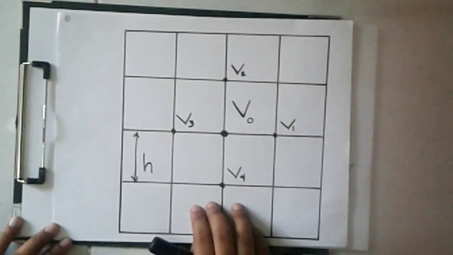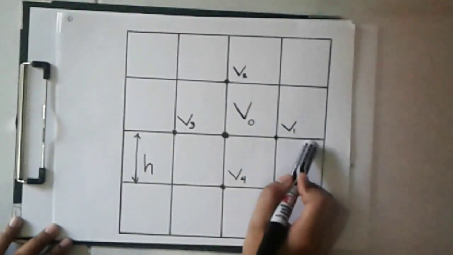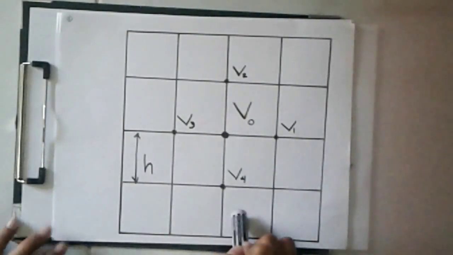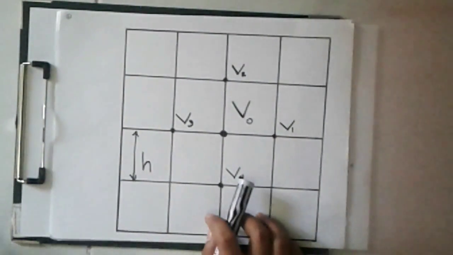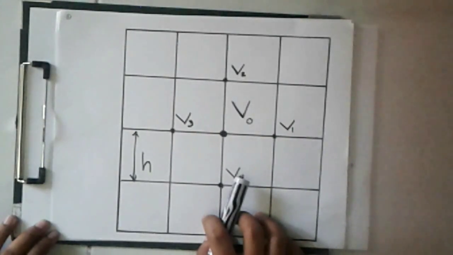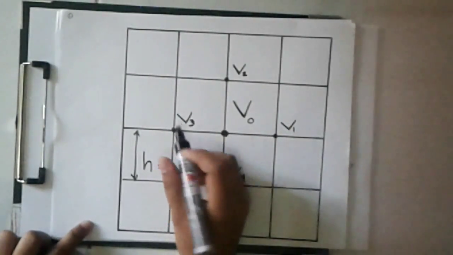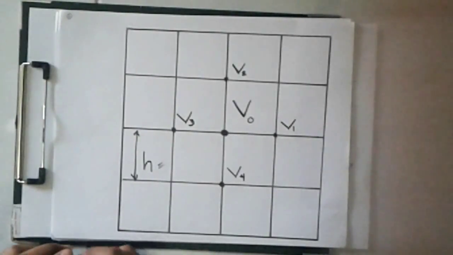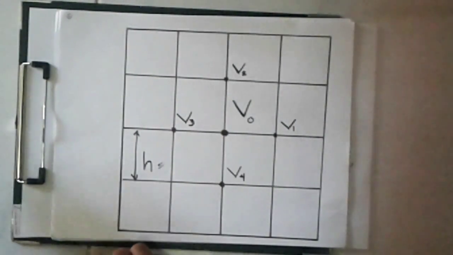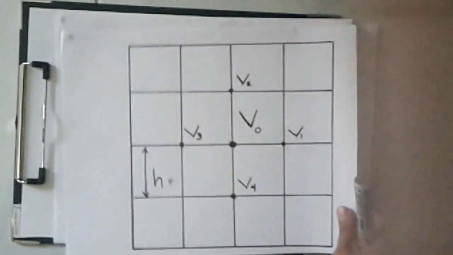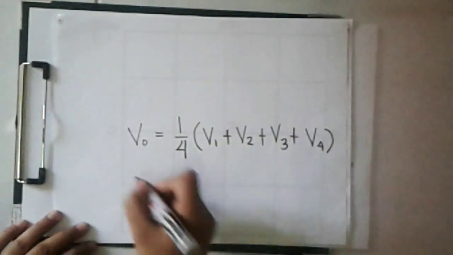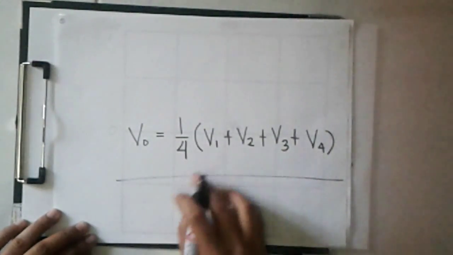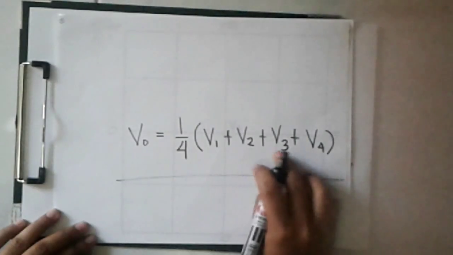The unknown values of the potential at 5 adjacent points are indicated as V0, V1, V2, V3, and V4. This figure shows a portion of a region containing a two-dimensional potential field divided into squares of side h. The potential V0 is approximately equal to the average of the potentials at the 4 neighboring points, which is represented by the equation V0 is equal to 1/4 (V1 plus V2 plus V3 plus V4).